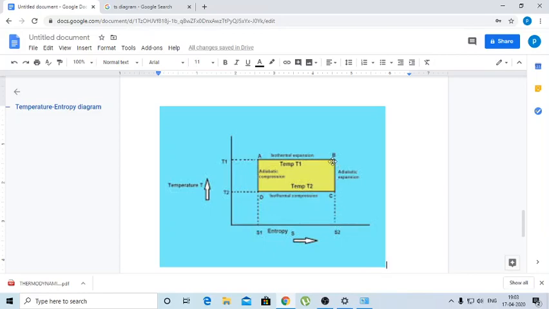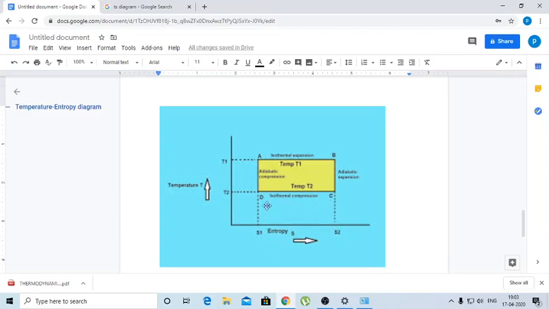Then the second stage, BC, adiabatic process. We know that during adiabatic process, entropy is constant, change in entropy is 0. So it stands at the point S2 only.